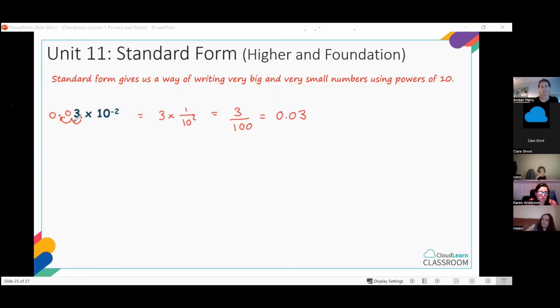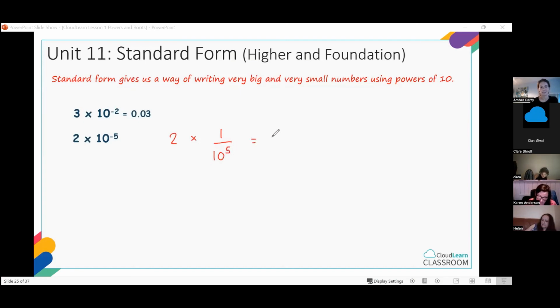A little bit harder to get the concept with smaller numbers. I might just do one more example. So that was 0.03, clear my drawings there, and then we'll do another one. So what we have here is 2 times 10, oh, no, to the power of minus 5. So it's going to be 1 over 10 to the power of 5, which is exactly the same as 2 divided by 10 to the power of 5 there.